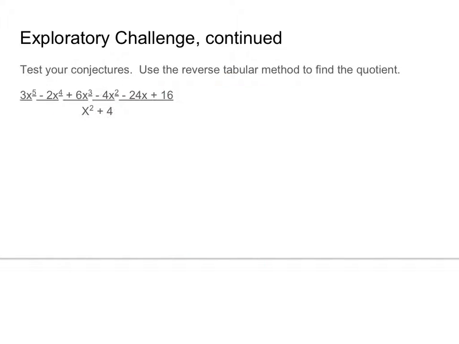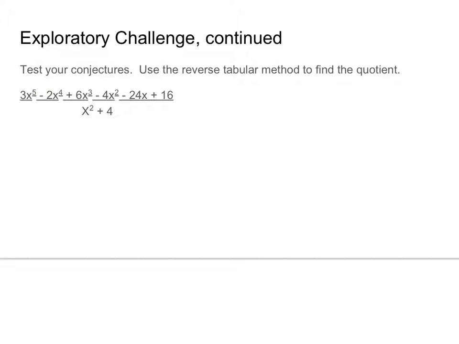Moving on. Test your conjectures. Use the reverse tabular method to find the quotient. Okay, you guys are going to try this one on your own. Push pause. Try to figure out how many squares we need.